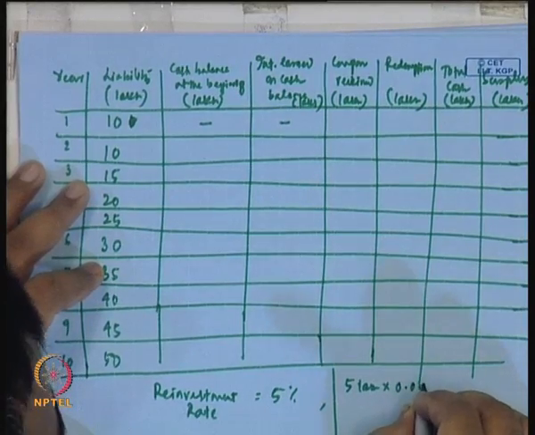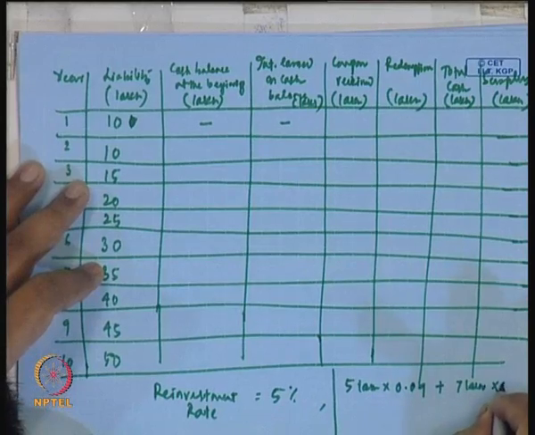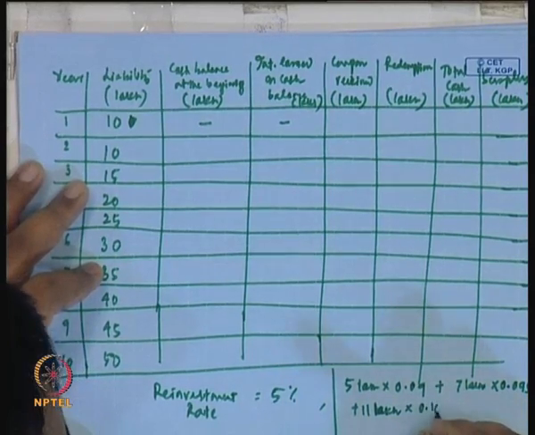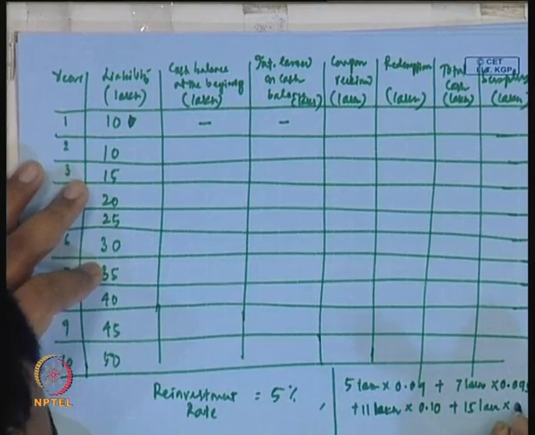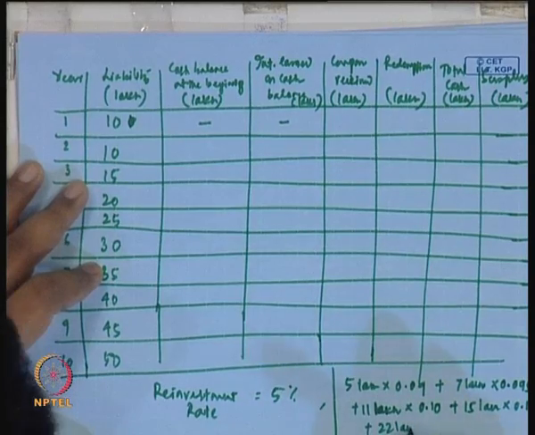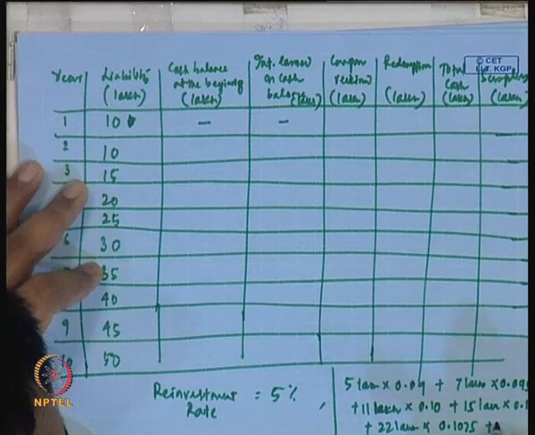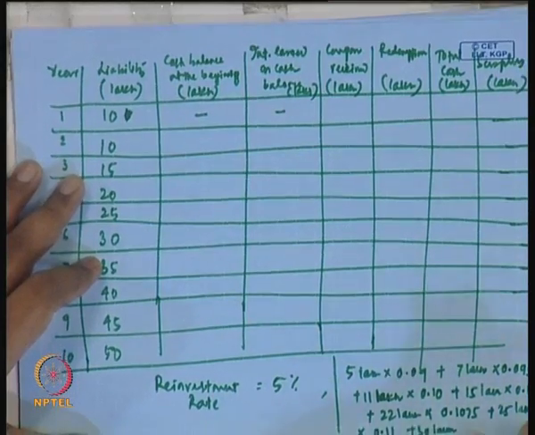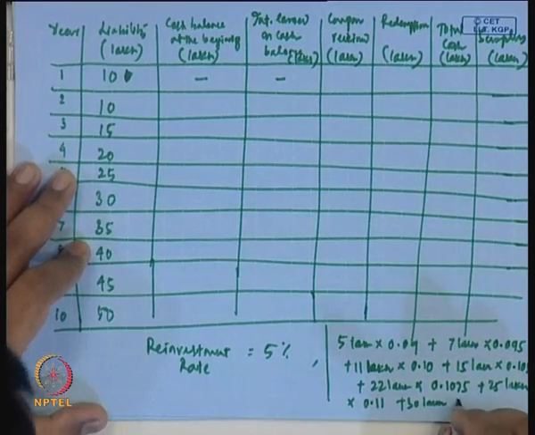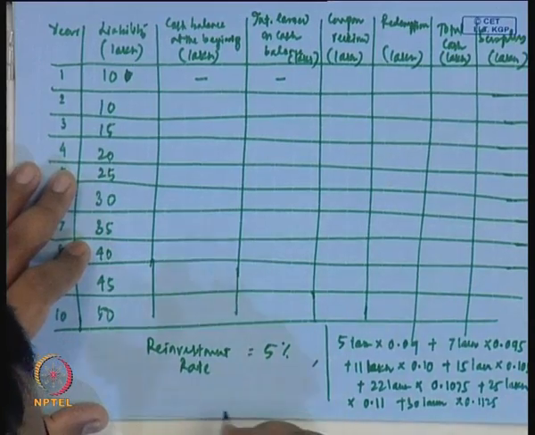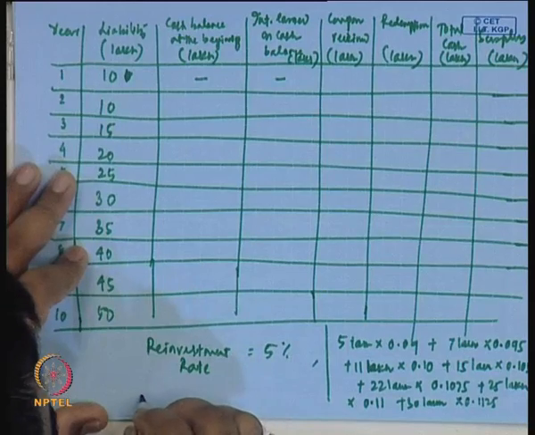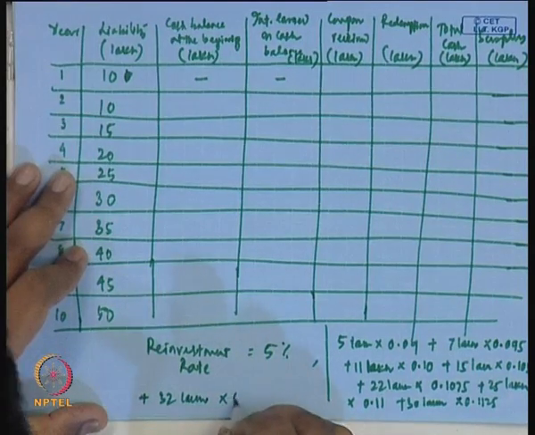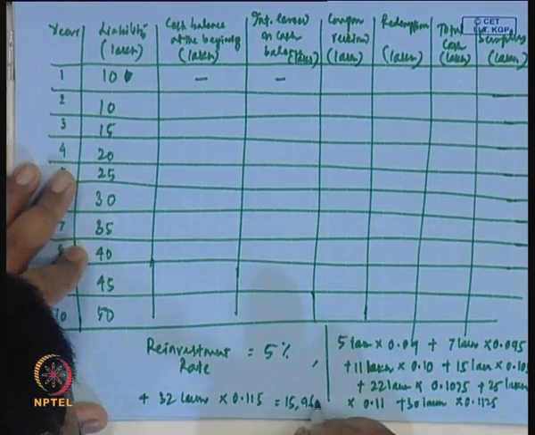multiplied by 0.09, plus 7 lakhs multiplied by 0.095, plus 11 lakhs multiplied by 0.10, plus 15 lakhs multiplied by 0.105, plus 22 lakh multiplied by 0.1075, plus 25 lakh multiplied by 0.11, plus 30 lakhs multiplied by 0.1125, plus 32 lakhs multiplied by 0.115, that will give you 15 lakh 96,000.